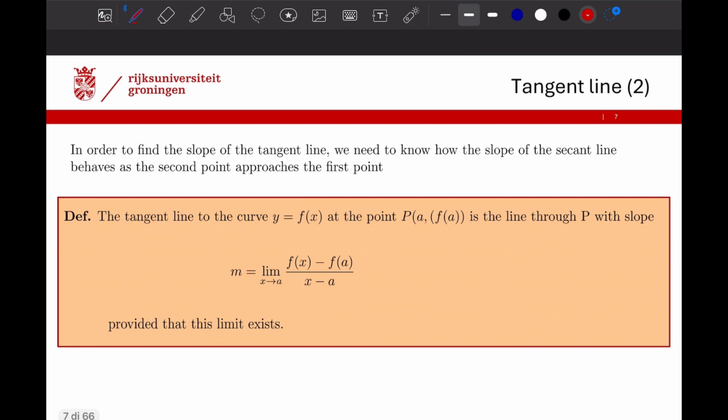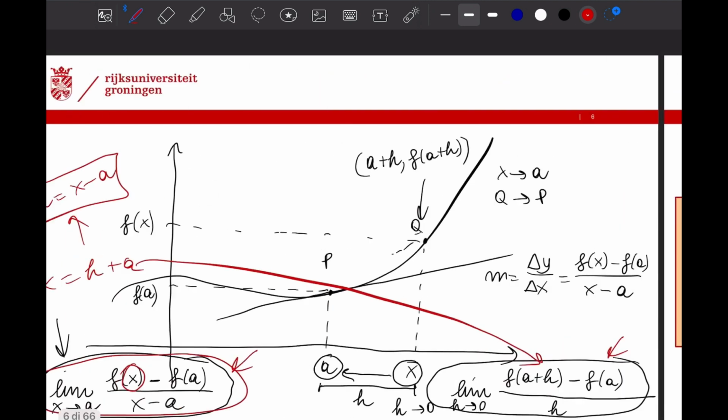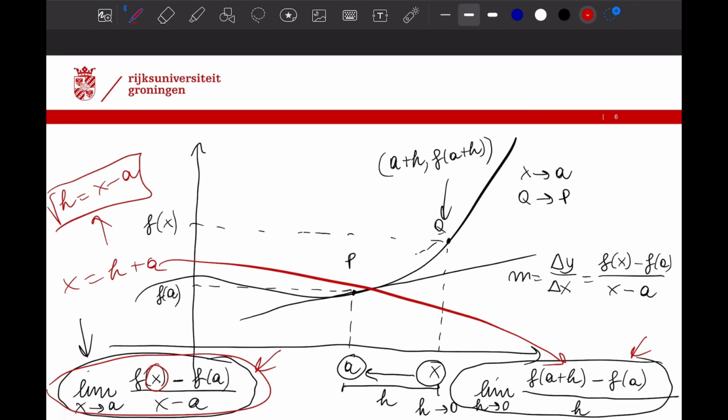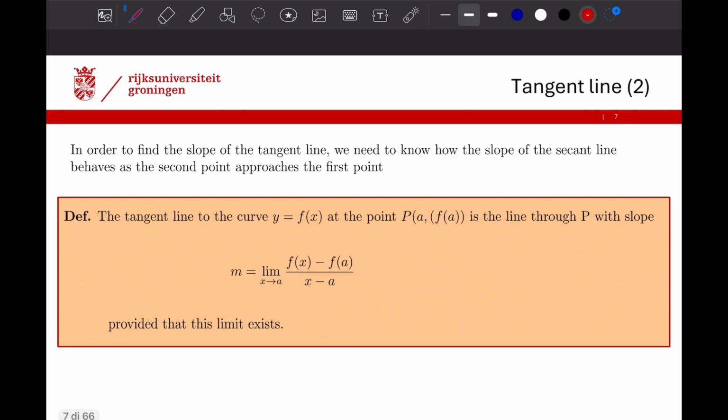So let's look at the slide. In order to find the slope of the tangent line, we need to know how the slope of the secant line behaves as the second point approaches the first point. So what happens when Q gets closer and closer and closer to P? That is the idea.